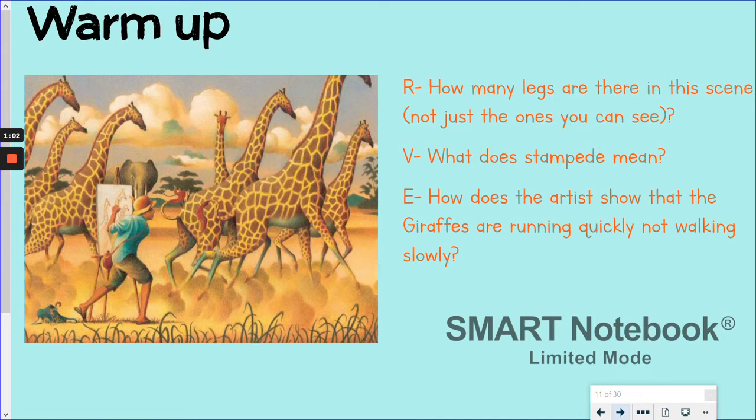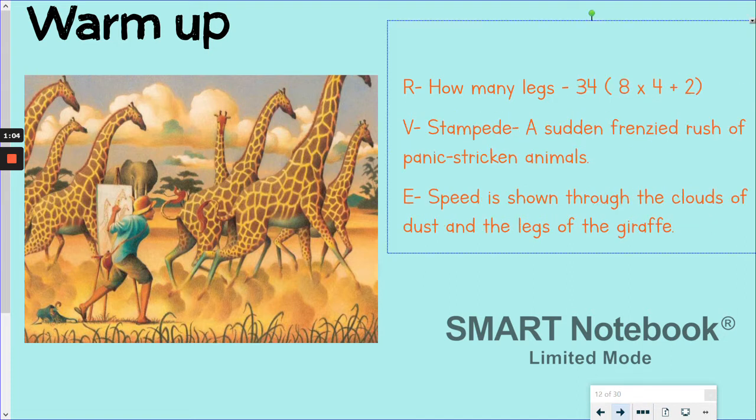Okay, here come some possible answers. So we've got 1, 2, 3, 4, 5, 6, 7 giraffes plus 1 elephant. So that's 8 quadrupeds. So 8 animals with 4 legs. We're going to do 8 times 4, which is 32. And then we're going to add the human in the front, the 2, to give us a total of 34.